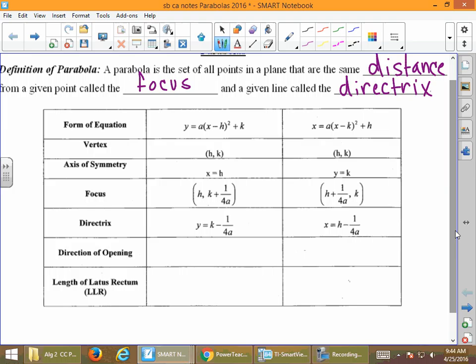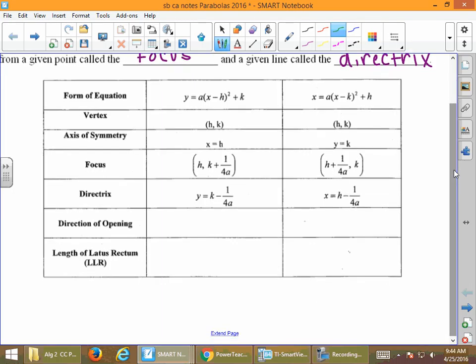When we do the first column here, for the direction of opening, if the value of a, which is the coefficient in front of the parentheses, is greater than 0, our graph opens up. And if a is less than 0, our graph opens downward.